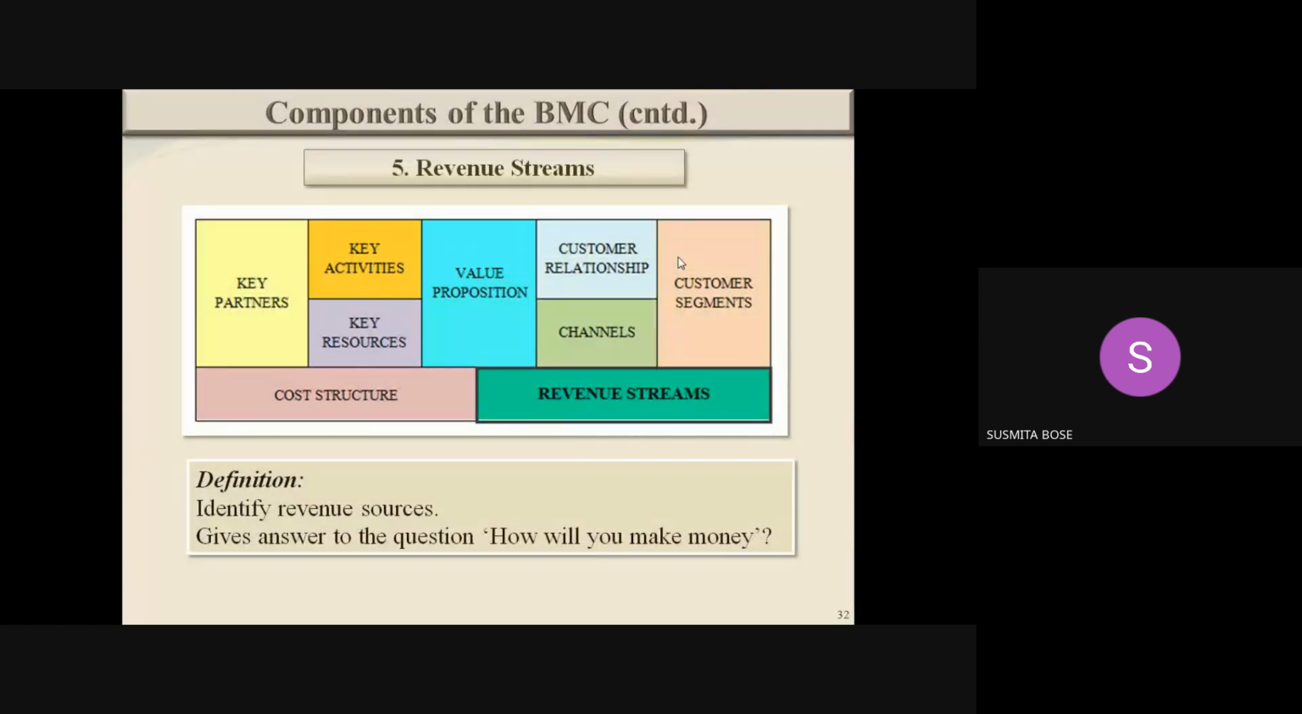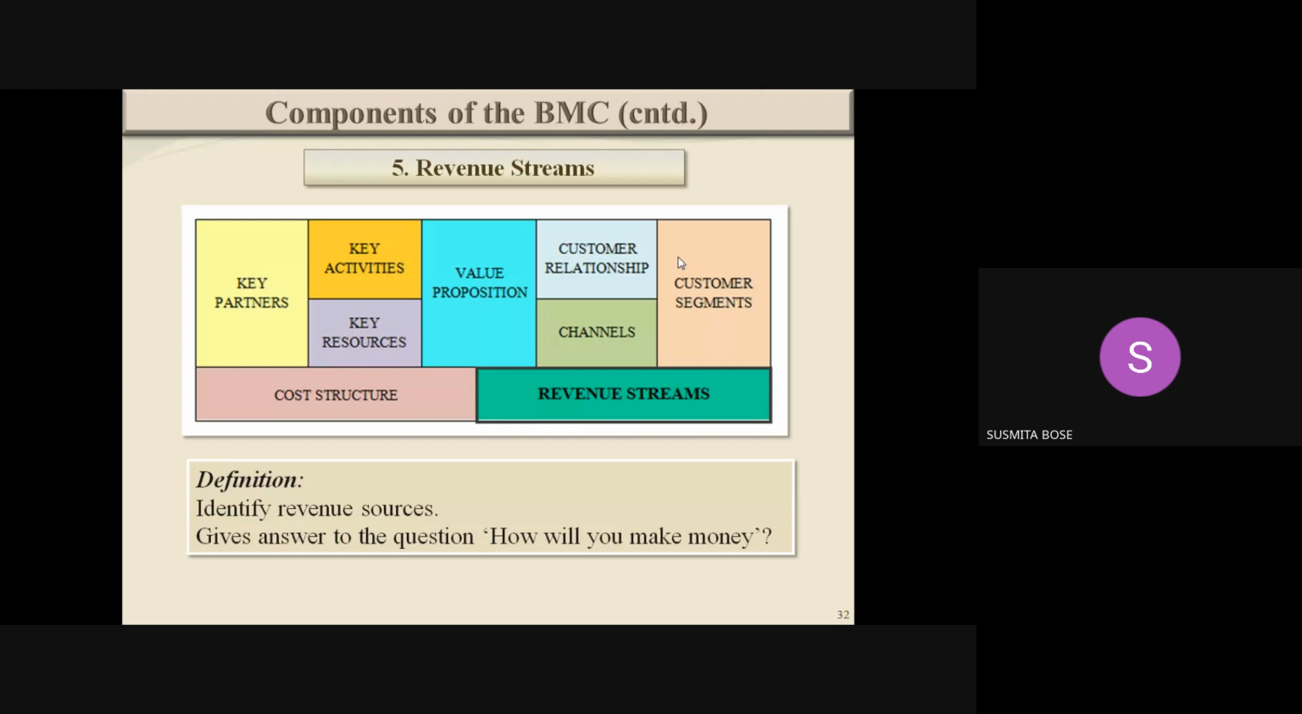The next segment is revenue streams. This segment identifies the revenue sources and gives answers to the question: how will you make money, or how will the business make money? Because the purpose of the business is to make money. That is why they are launching the product. That is why the business is doing so much, taking so much pain. So the ultimate objective is to make money. So revenue streams gives answers to this question, how will you make money?